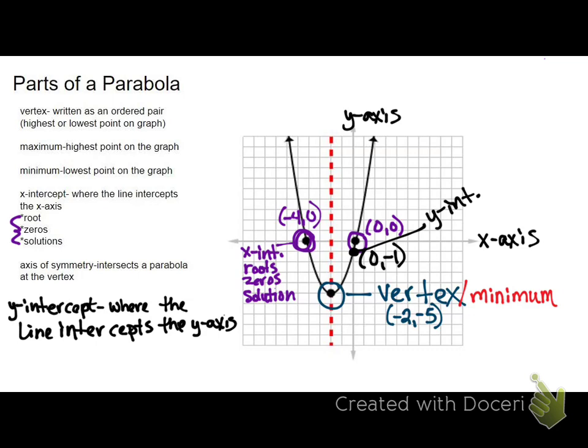Okay, the last term that you guys need to know what it means is the axis of symmetry. The axis of symmetry intersects a parabola at the vertex. So basically it's right in the middle of that vertex, where if we would fold it in half, it would mirror each other. So that red dotted line is going to be the axis of symmetry. Okay. Any questions on this?